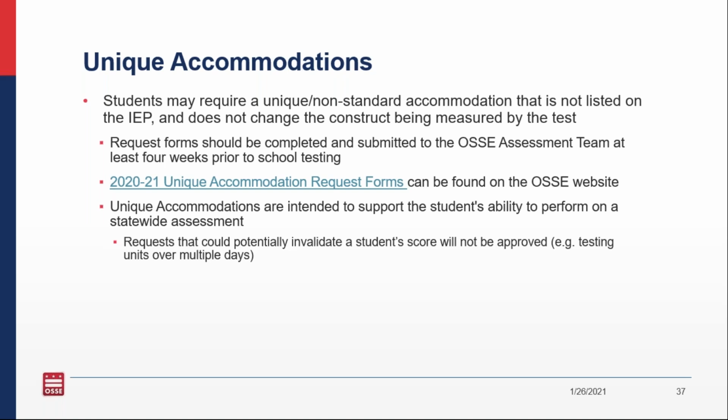And lastly, we have our unique accommodations. We know that some of our students may require a unique or non-standard accommodation that is not listed on their IEP, and it does not change the construct of what is being measured on the test, but they require it to perform on a statewide assessment or a classroom assessment. The request form should be completed and submitted to the assessment team at least 4 weeks prior to school testing. The 2021 Unique Accommodation Form can be found on the OSSE website. It's also linked to this presentation.